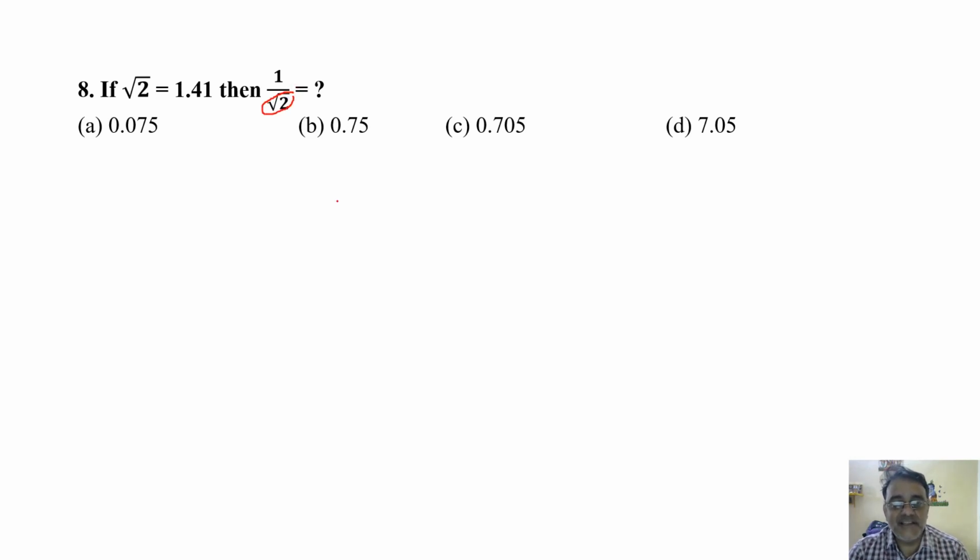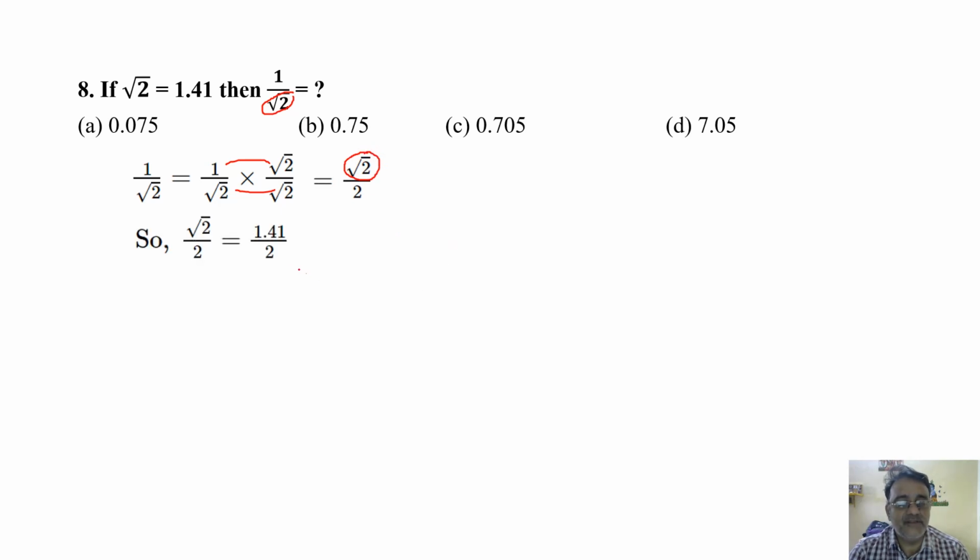So what is the rationalizing factor of root 2? Root 2. Very good. So we'll multiply and divide by root 2. So this will become root 2 by 2. Now we'll substitute the value of root 2, that is 1.41. Now 1.41 divided by 2. So we'll get 0.705. So the correct option is C.